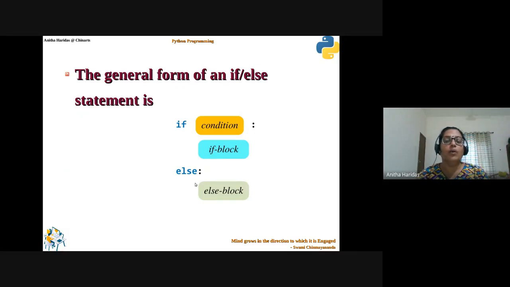Now, what do you have to observe here? If you are going to give one space here, then all the statements in the if block must have one space. And in the same way, if you're going to give two spaces or three spaces here, then all the statements inside this block must have two spaces. So it must have proper alignment, proper indentation and alignment.